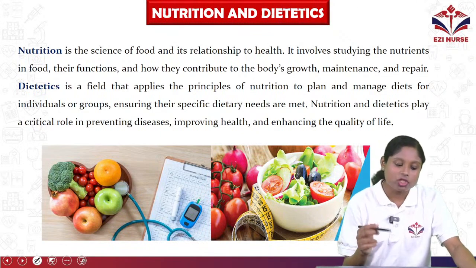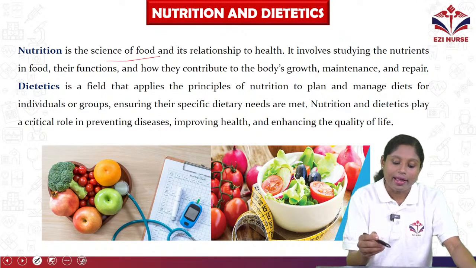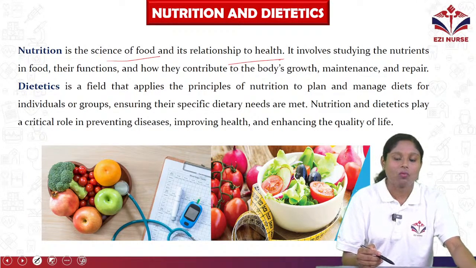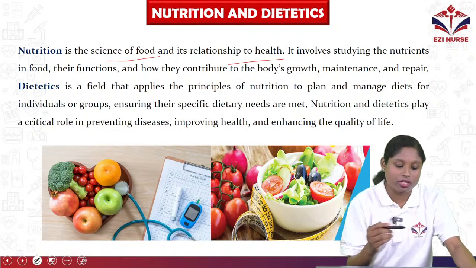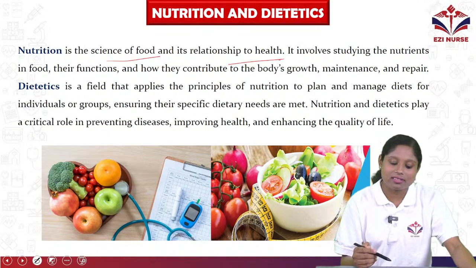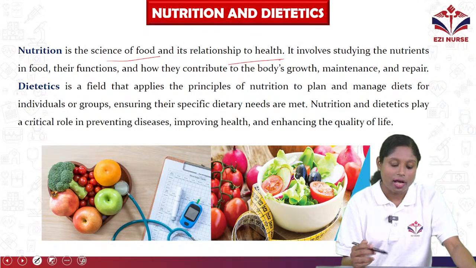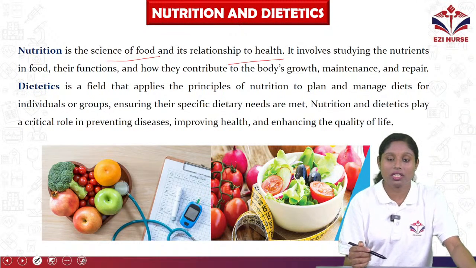Let's discuss. Nutrition is the science of food. So what is nutrition? It is the science of food and its relationship to health. How is food connected to health? What is the relationship between food and health? That is nutrition. It involves studying the nutrients in food, their functions, and how they contribute to the body's growth, maintenance, and repair.